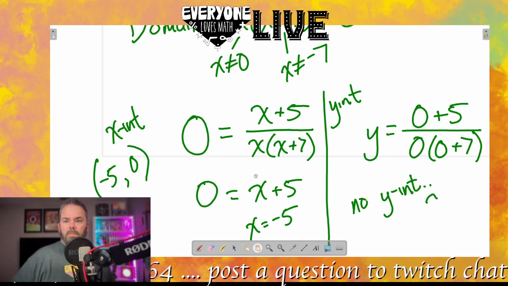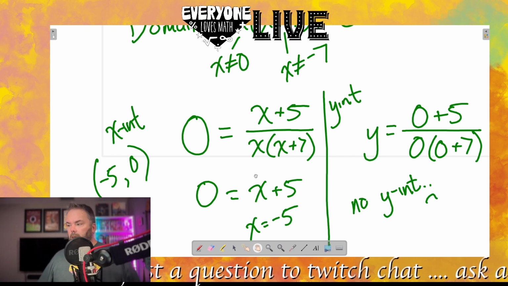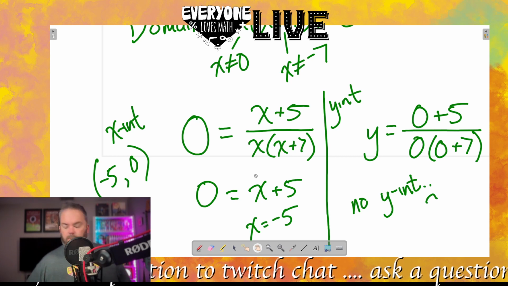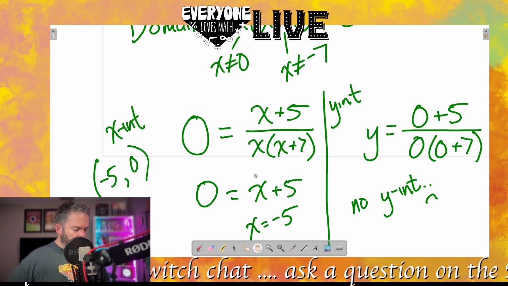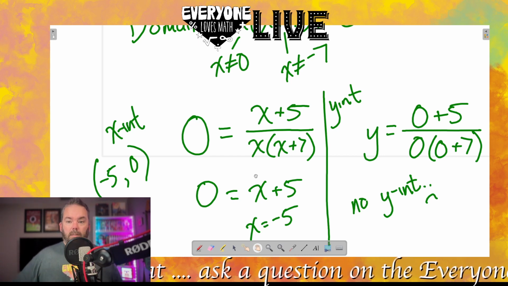Because you can tell him to forget about it. I found the x-intercept. And there is no y-intercept because x is not allowed to be 0. It makes the denominator 0, and that's bad.